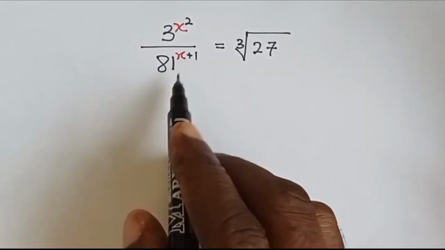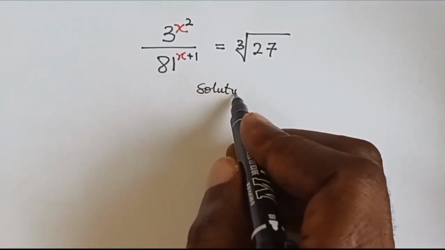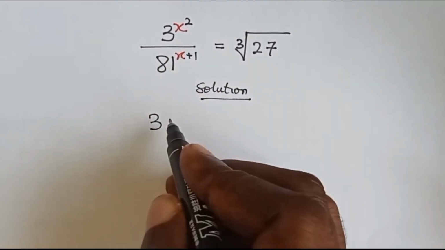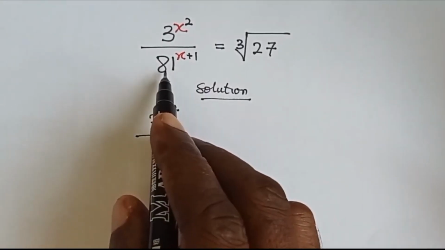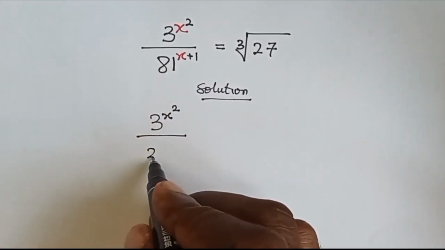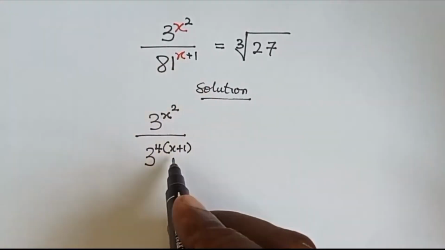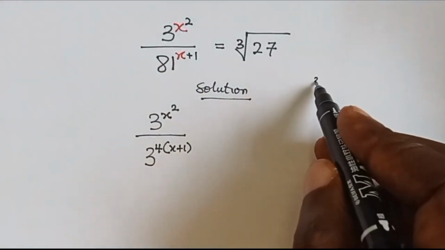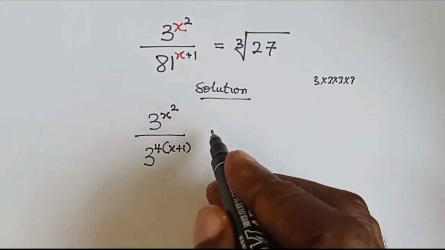In this video, we want to solve this tricky exponential equation. Solution. Now we have 3 raised to the power x squared over 81. 81 can also be written as 3 raised to the power 4. Then we put x plus 1, this x plus 1 bracket. 3 raised to the power 4 simply means 3 times 3 times 3 times 3, which will give 81.